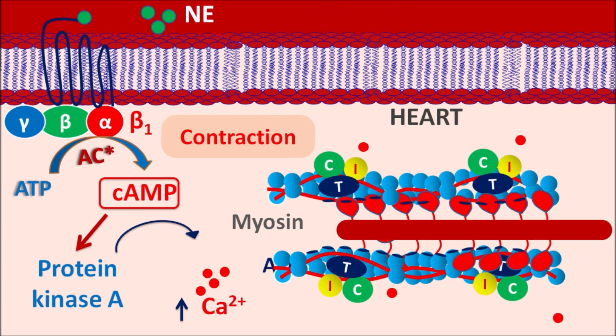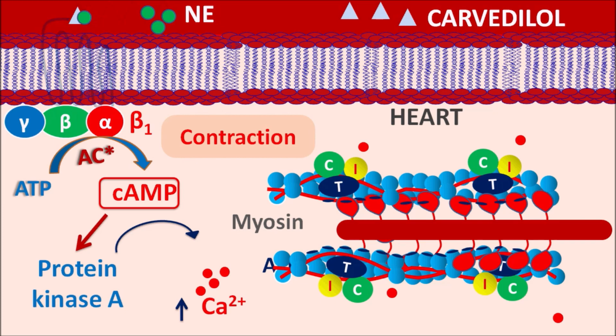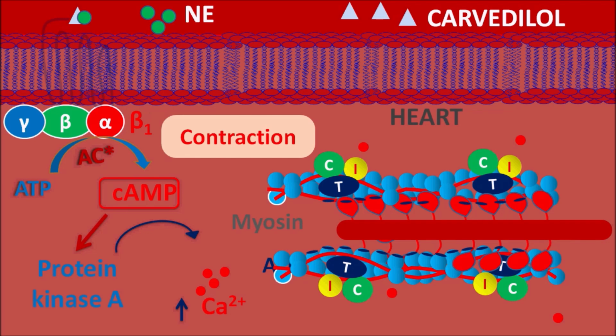Carvedilol is a non-selective beta blocker with alpha blocker activity. Because of beta blocking activity, this drug can bind to these beta 1 receptors expressed on the heart. By inhibition of these beta 1 receptors, it can inhibit the contraction of the cardiac system so that the rate as well as force of contraction can be reduced.